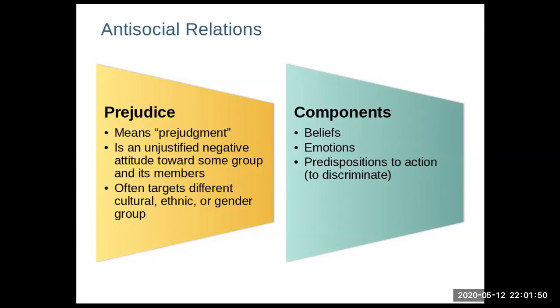And again, with the assignment that I gave you guys to do this implicit test, we all have our own biases. We don't always act on them. Sometimes they're just thoughts. Sometimes they're little things that can lead to something bigger. So people that are prejudiced, a lot of times it's targeted at different cultural, ethnic, or gender groups, sexual preferences, and things like that. The components of prejudice are your beliefs and your emotions, and it is defined as a predisposition to action.